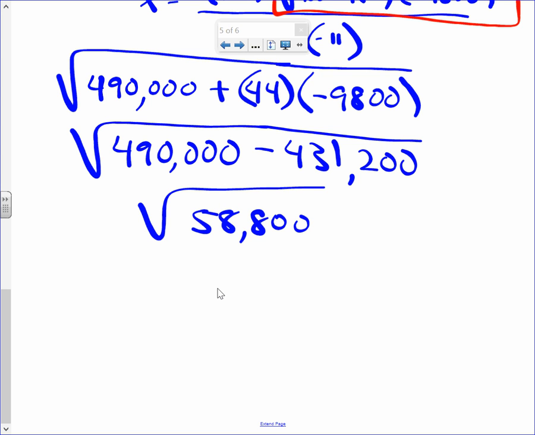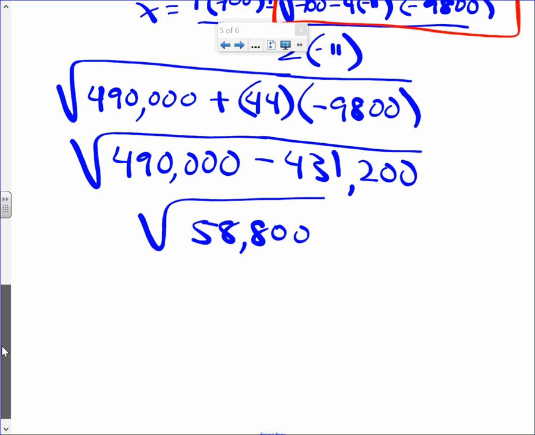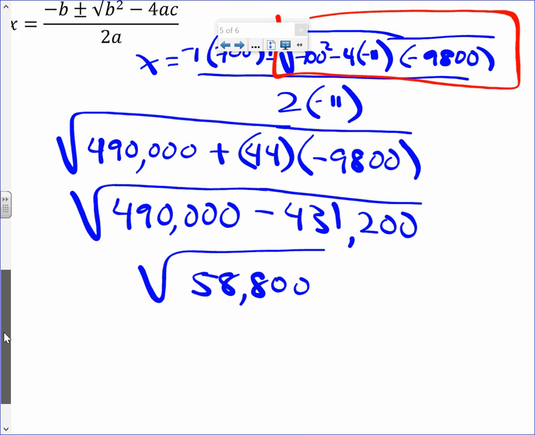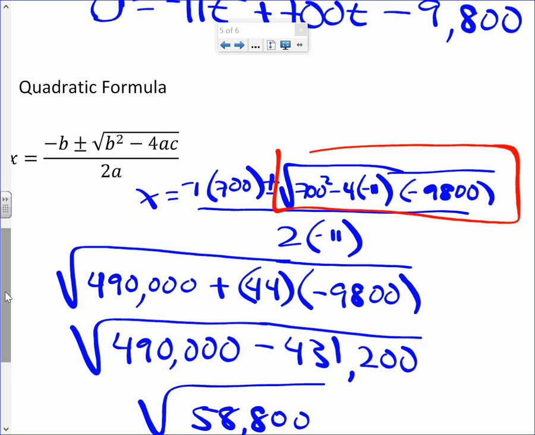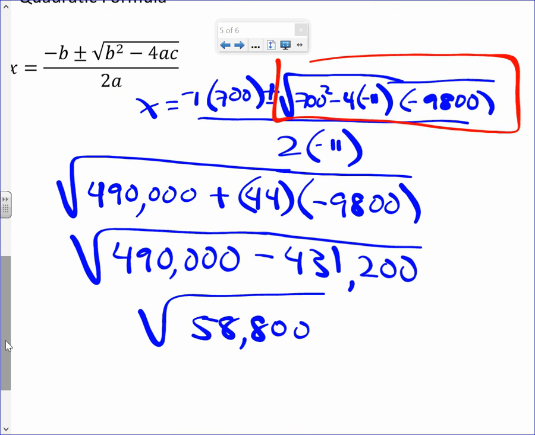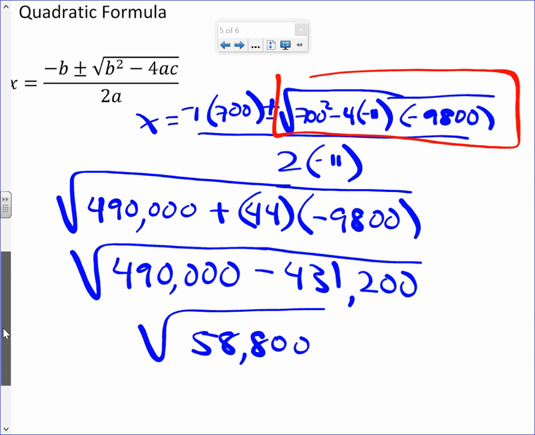58,800, square root of that puppy. Remember, we're not done, so let's not get all happy. All we've done is slay the beast. You slew the beast here. Then, I'm going to put 58,800 back into the formula. Let's do it.